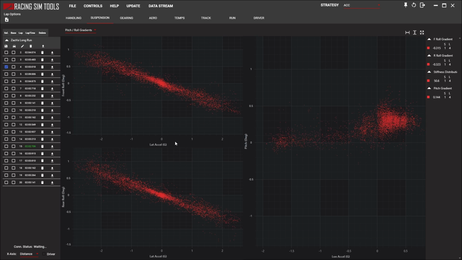But those are the different use cases. There are a lot of different ways you can use pitch and roll gradients, but they're just a really good tool for understanding the stiffness of the car and how that's distributed between the front and rear axle, and also the pitch gradient for aero stability.